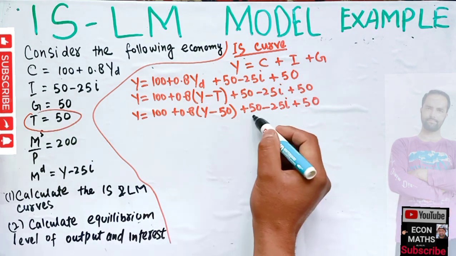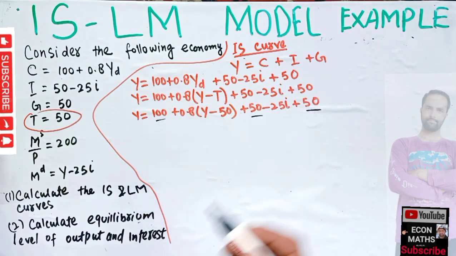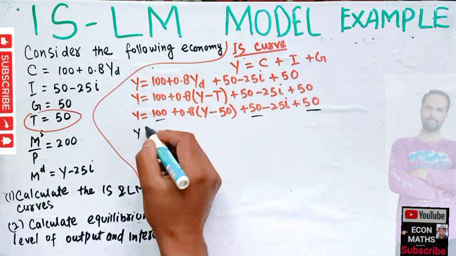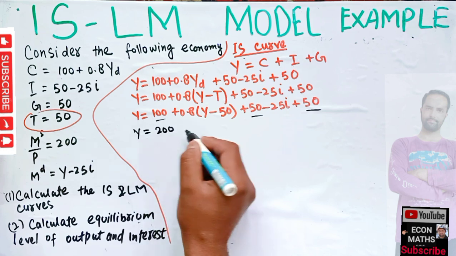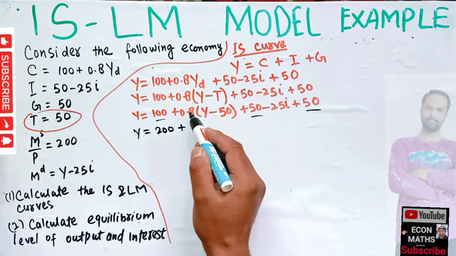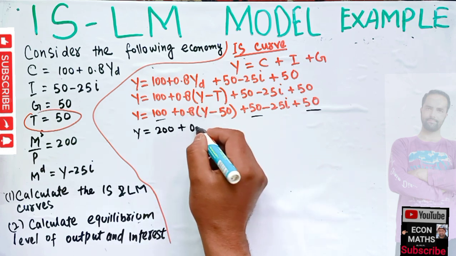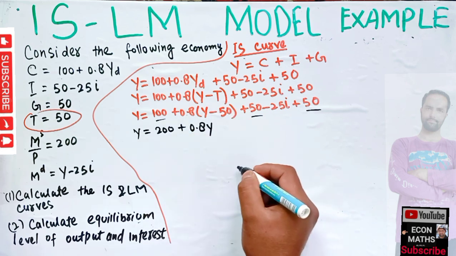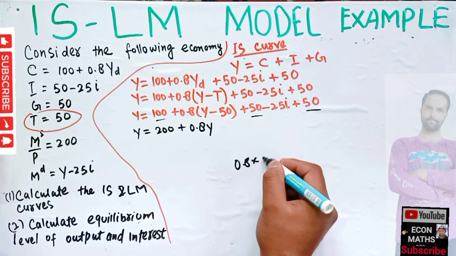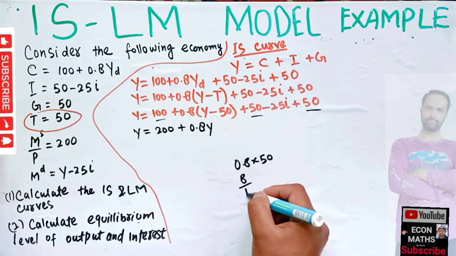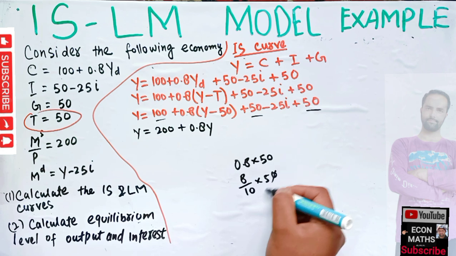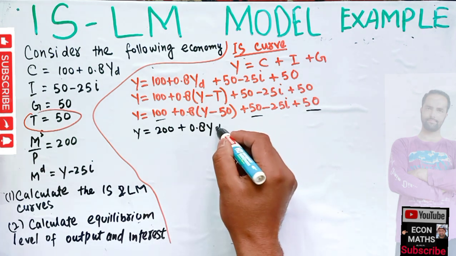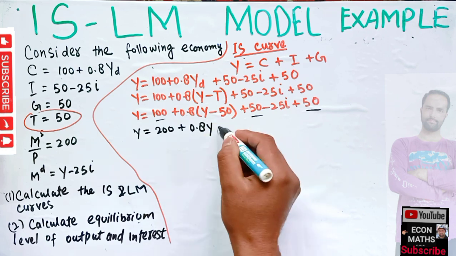So we have 50, 50, 100, so this becomes 200 here, plus 0.8 Y. I will write it as it is, 0.8 Y. Now 0.8 into 50, so this is 8 upon 10 into 50. 8 5s are 40, so we will get here 40. Actually it is minus, so minus 40.